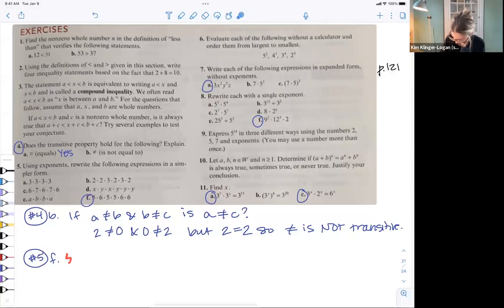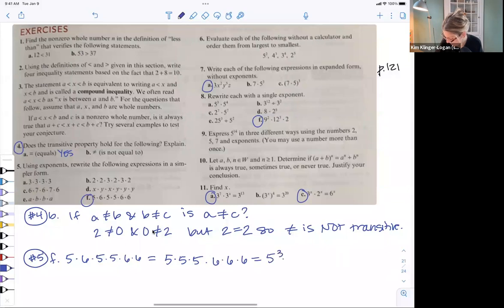So for part F, I'm supposing they want you to do it using exponents. So the first thing I might do is rearrange things so that my 5s are together and my 6s are together. Since this is all being multiplied, I can do that, right? Multiplication is commutative. Okay, so this is 5 times 5 times 5 and 6 times 6 times 6. There are 3 5s and 3 6s. So writing this in terms of exponents, this is 5 cubed times 6 cubed.